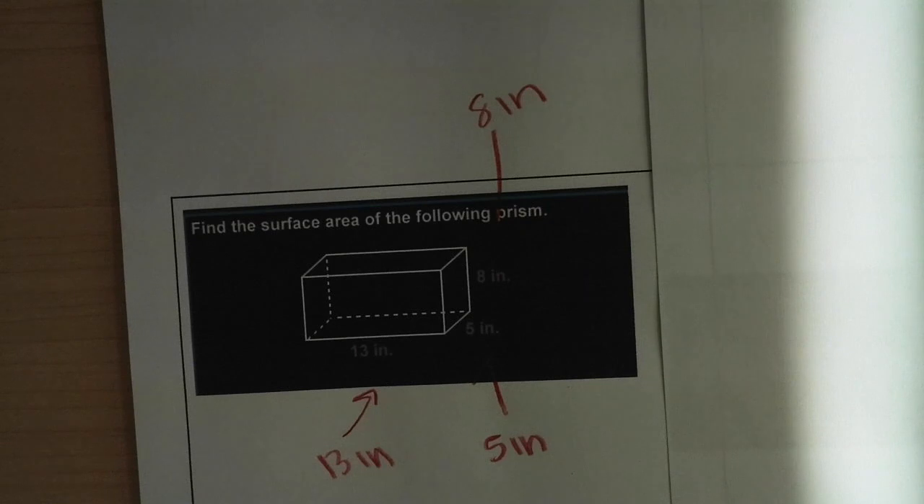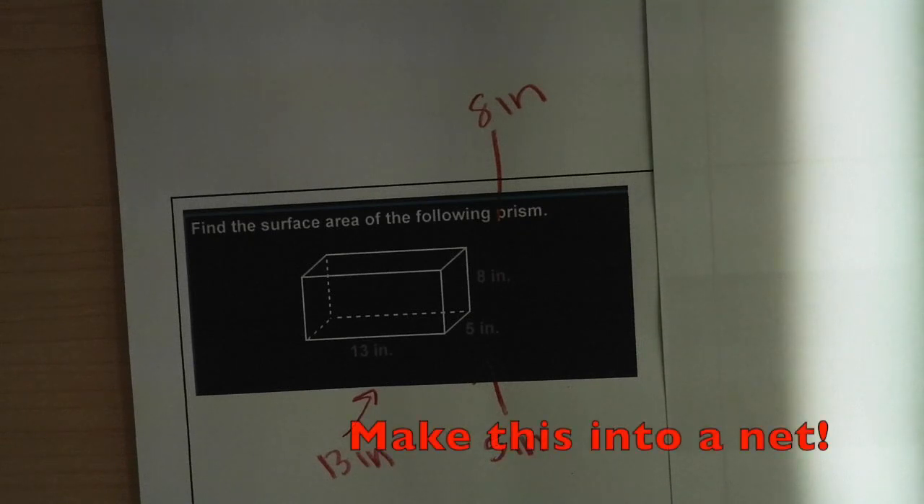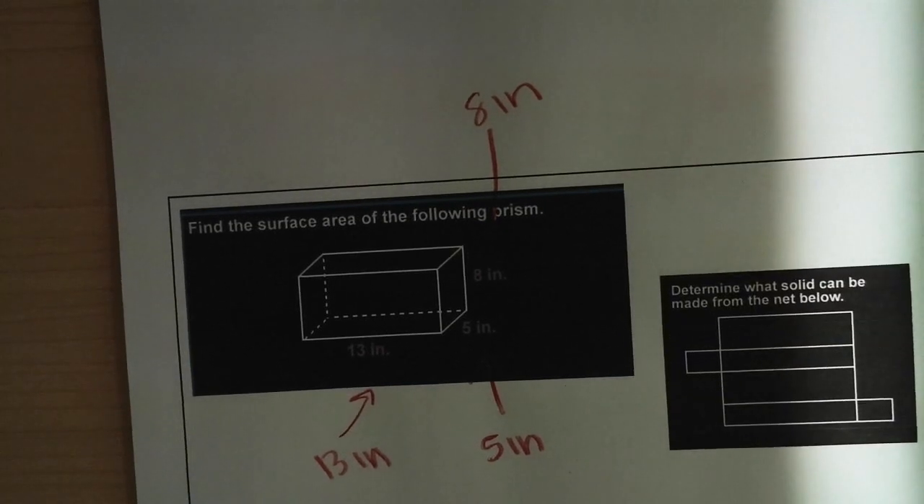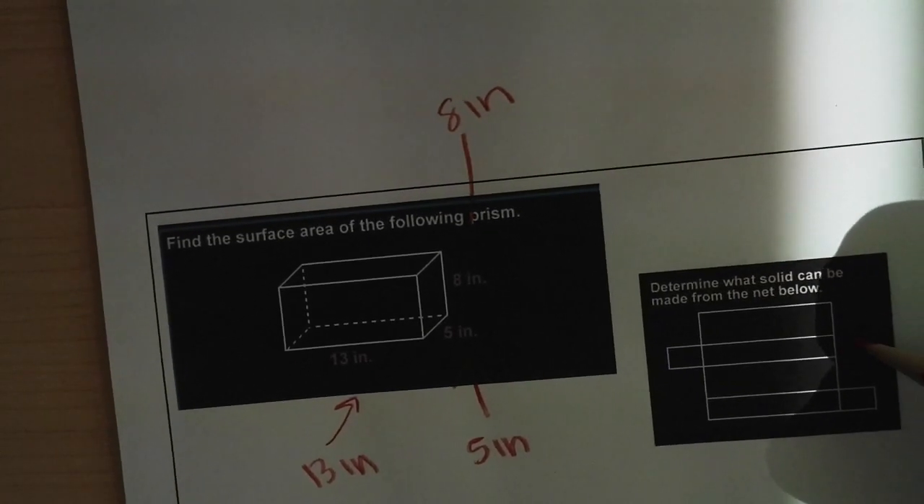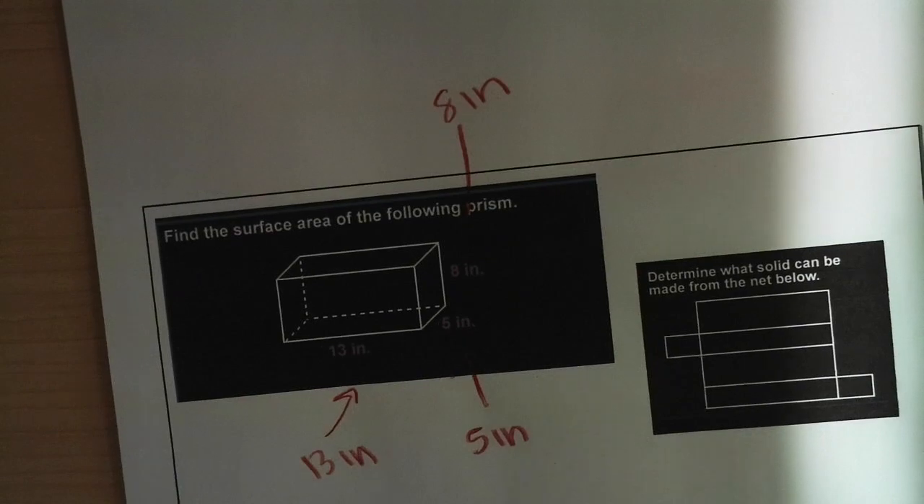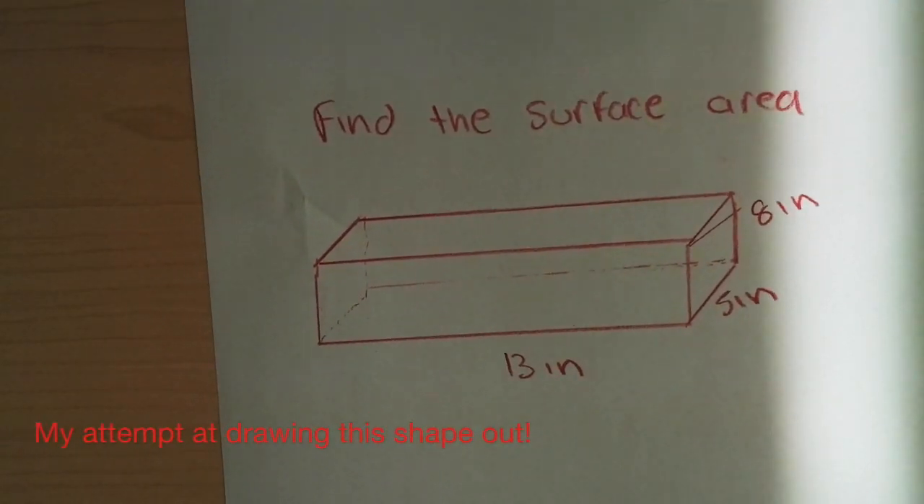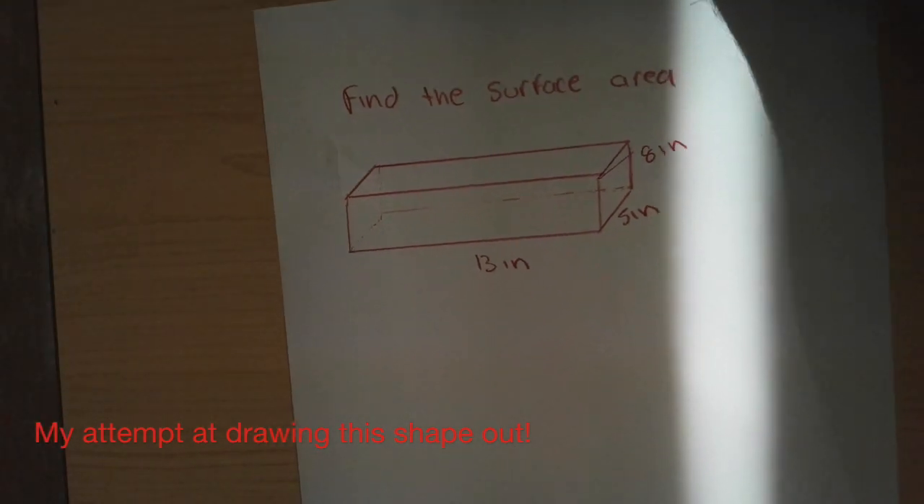What net would the following prism look like? Take a minute and sketch it out. The following prism would look like this net here. Now we're asked to find the surface area of the given rectangular prism.